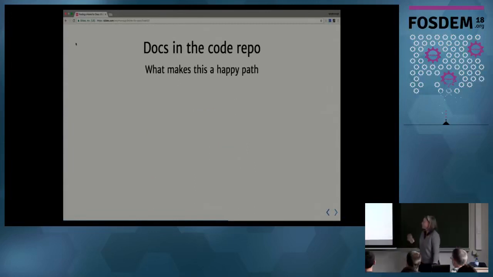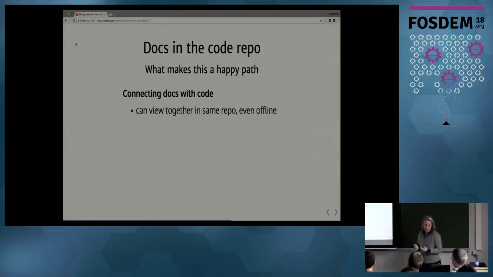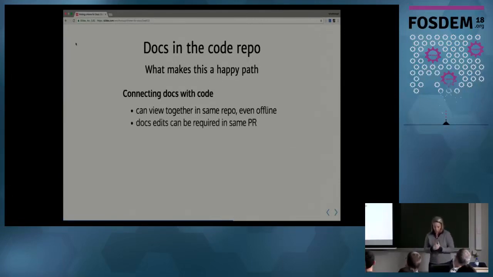So what are some things that really shine about this? What makes this a happy path? One is it connects the docs with the code. That means that you can view them together in the same repo. Sometimes people like to be able to look at the docs and the code at the same time in the same place and go back and forth easily. Also, you can just clone down one repo and have access to all of that at the same time. They can also be put together into the same PR. So when someone makes a code PR, they can also add their docs edits in the same thing. You can make that a requirement as part of the PR.